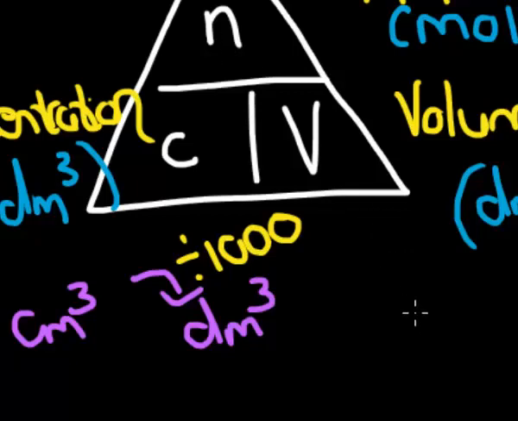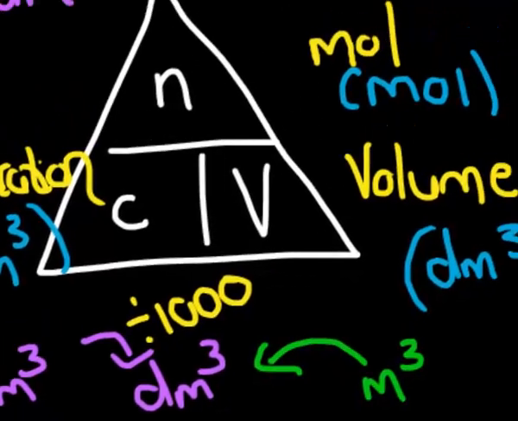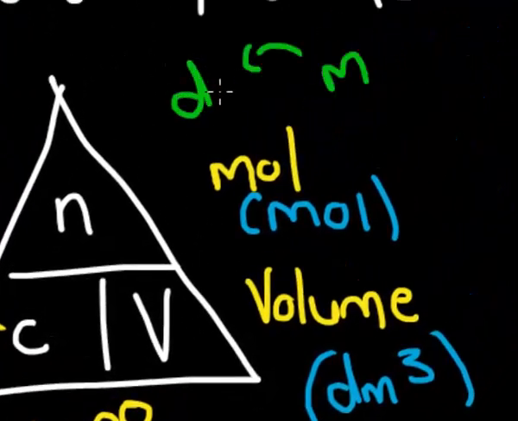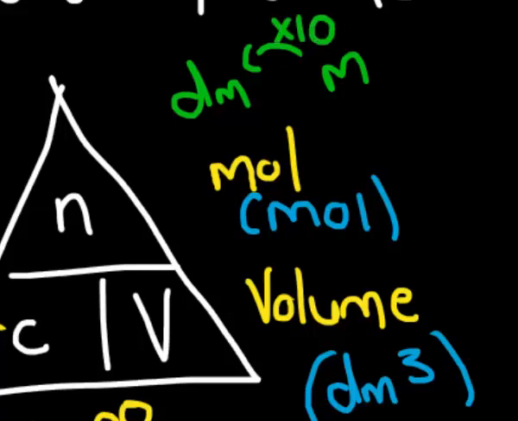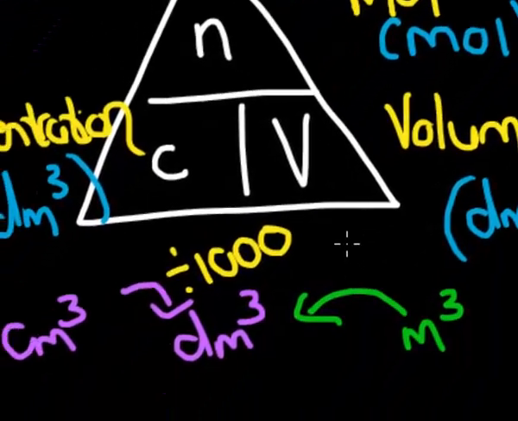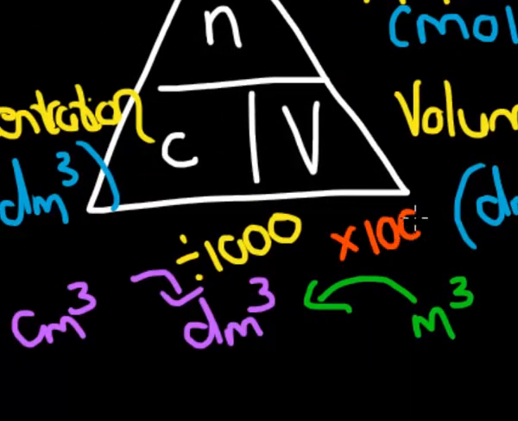On the other hand, if we want to go from cubic meters to cubic decimeters, once again, if I just wanted to go from meters to decimeters, I would have multiplied by 10. But because it's now cubic meters to cubic decimeters, I've got to cube the 10 as well, and therefore it ends up being times 1,000.